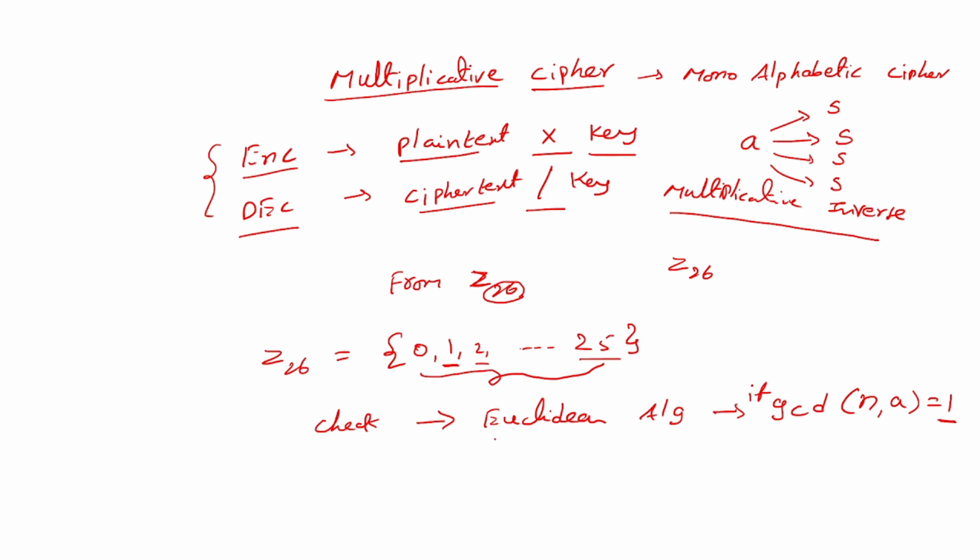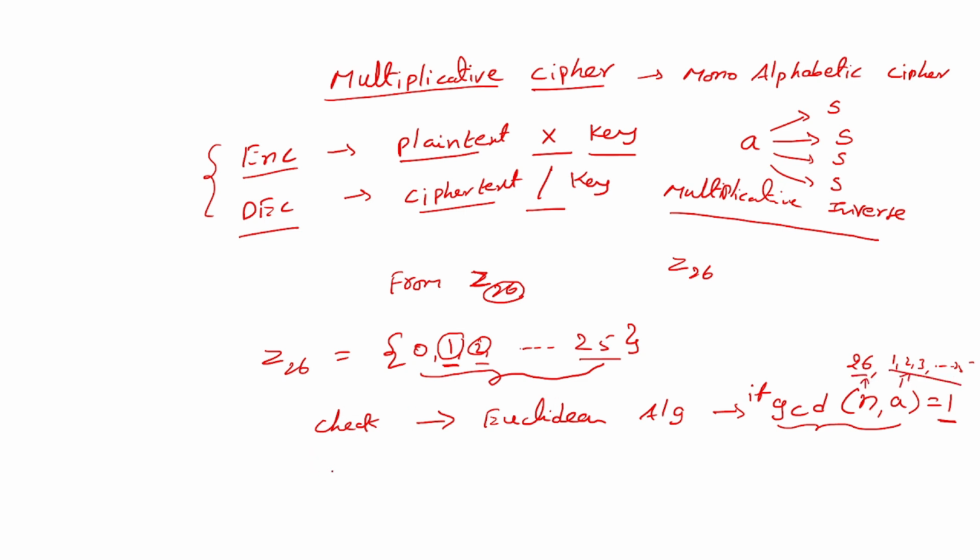So the Euclidean algorithm is used to find only the GCD. Using this Euclidean algorithm we can check whether the integer has a multiplicative inverse or not. Here n means 26, and a means 1, 2, 3 and so on up to 25. This is a, and this is n.